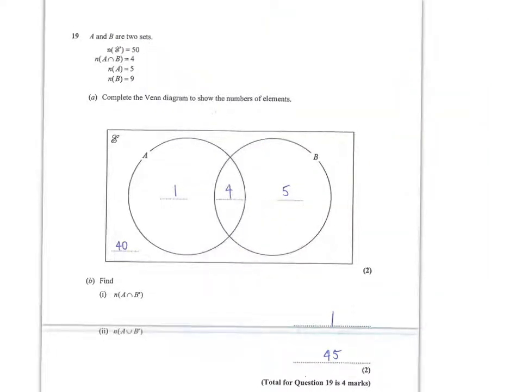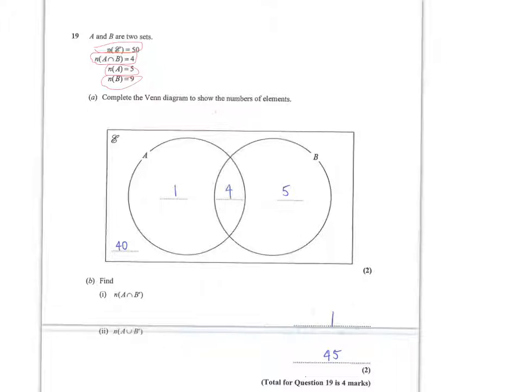In order to master Venn diagram questions, it's all about understanding the notation. So here we've got two sets A and B. The number in the universal set is 50, i.e. the number in the whole group is 50. The number in A intersect B, A and B, is 4. The total number in A is 5, and the total number in B is 9.